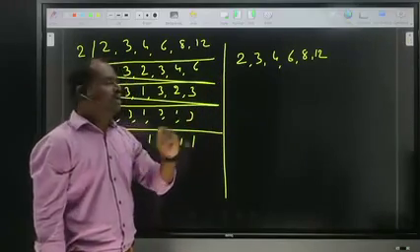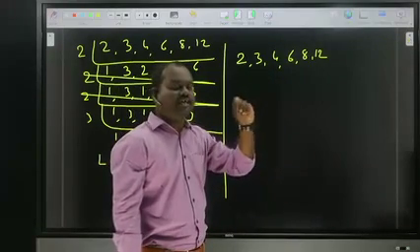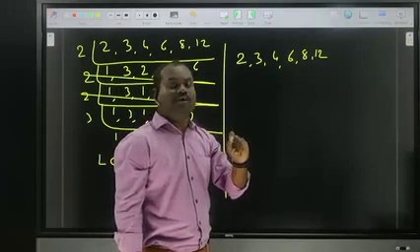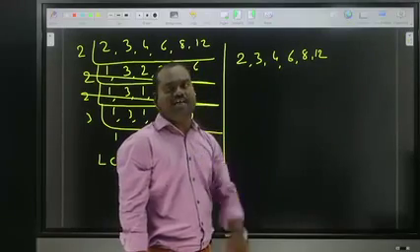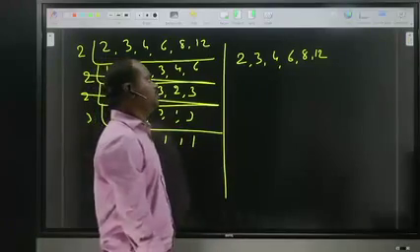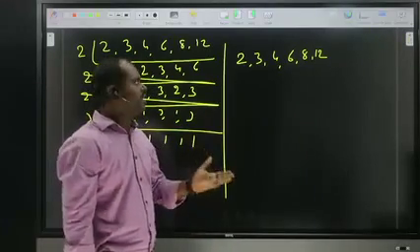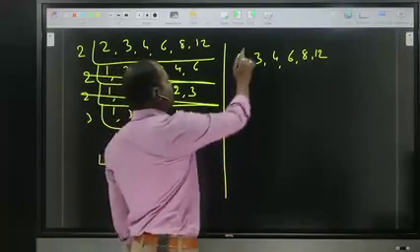In the 2 table, are you getting any of these numbers? If you are getting any numbers in the 2 table, we can eliminate it. Observe carefully. In the 2 table, what will you get? 4, 6, 8, 12. So that's why we can eliminate the 2.